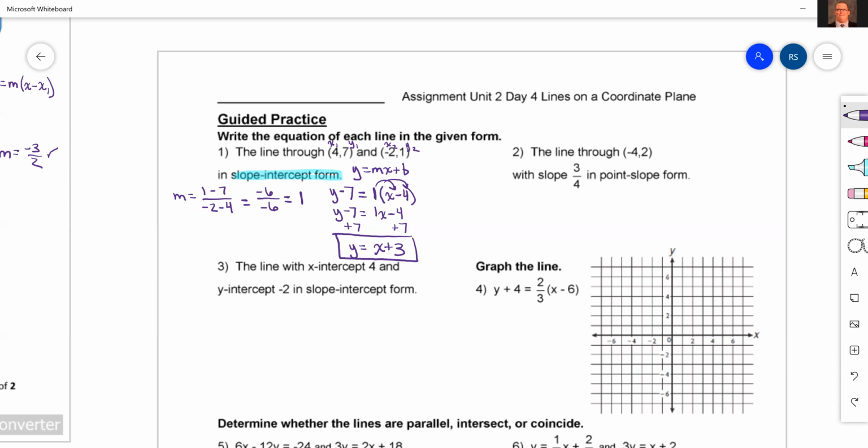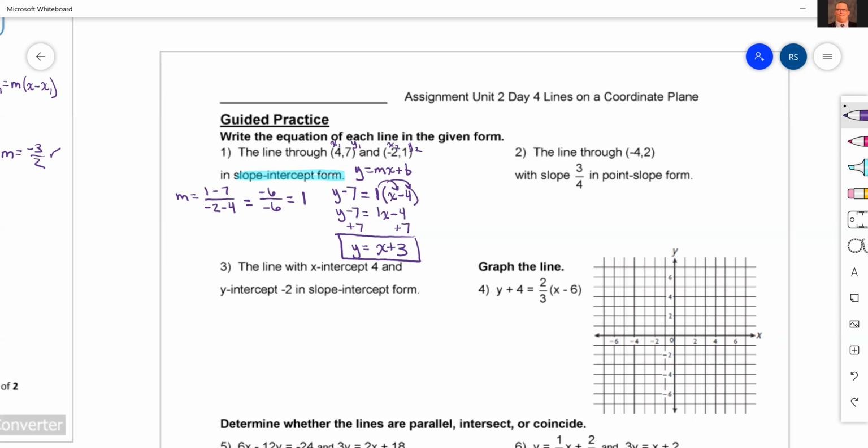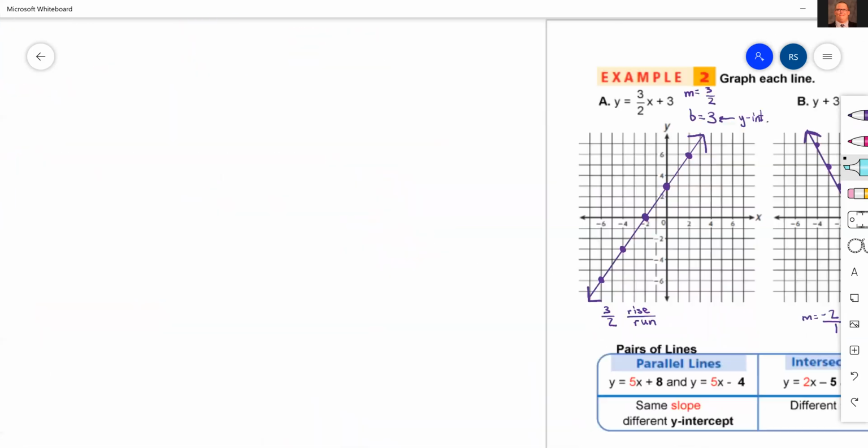Okay, number 2. The line through (-4, 2). So I'm going to call that x1, y1, with a slope of 3/4. So there's our m. And they ask for it in point, whoa, where did we go?